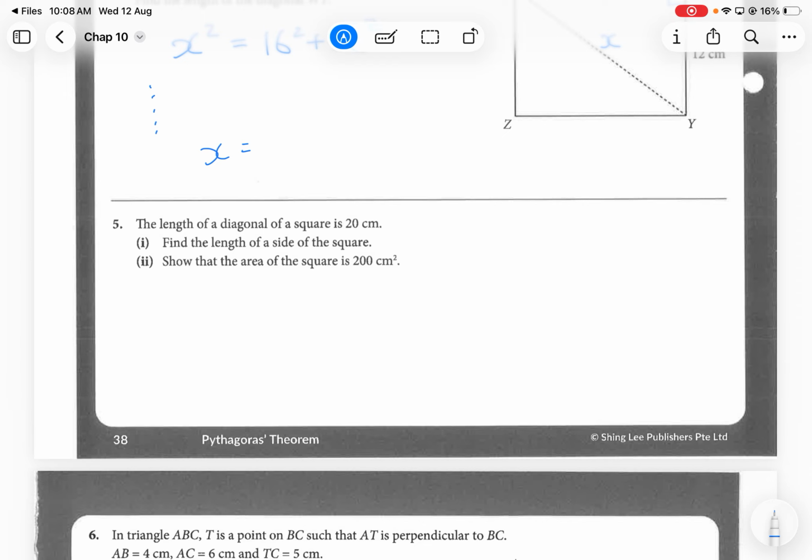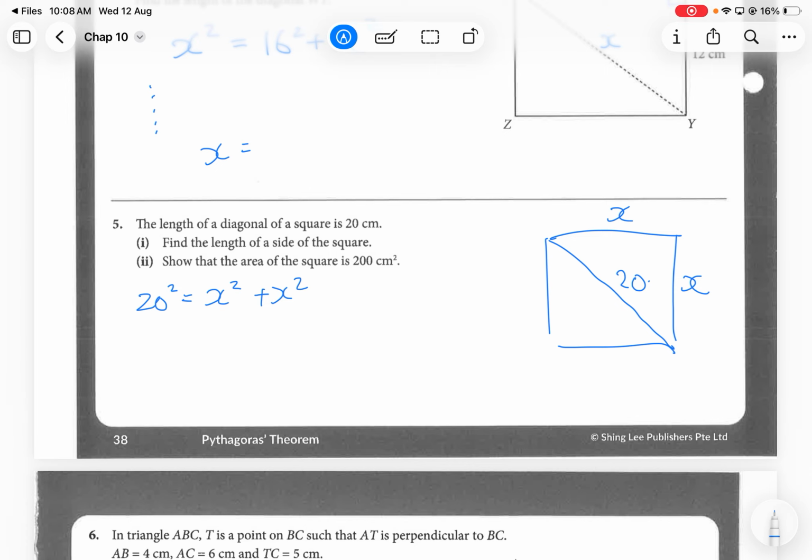They tell you there is a square. Then I go and draw a square first, no? Length of a diagonal. So this diagonal is 20. What are the sides? I don't know. But I know it's a square. A square means the sides are the same. Now can I form an equation? Yes, using the relationship longer side squared equals shorter sides squared added together.